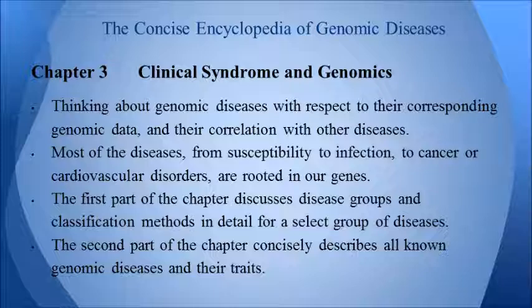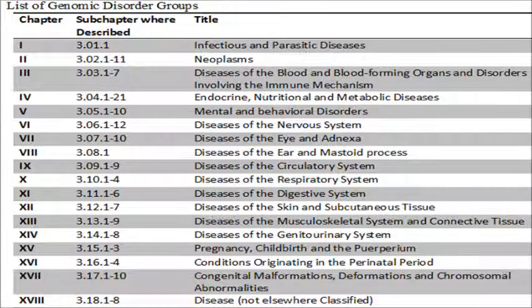This chapter has been further divided into two sections. The first section deals with the approach to creating a comprehensive database, and the second section deals with the clinical descriptions of genomic diseases. This part of the book is divided into 18 subchapters, and the goal is that every human disease has to be accounted for in at least one of the subchapters. The three largest subchapters are congenital malformations, deformations, and chromosomal abnormalities; diseases of the nervous system; and endocrine, nutritional, and metabolic diseases. Not every cancer is included, since the primary focus is product of conception alteration, not the somatic changes.